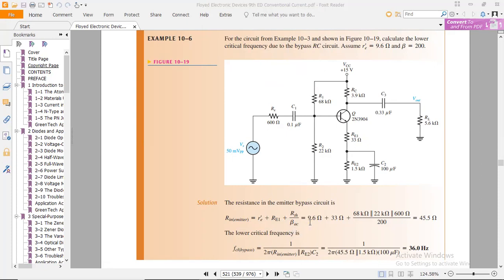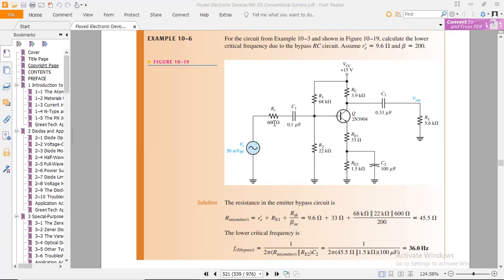So RE dash, the internal junction resistance, is 9.6 ohm, plus RE1, which is 33 ohm as mentioned here. Then Rth is the resistance we find from the parallel combination of the 68 kilo ohm resistance, using the voltage divider rule to find the Thevenin resistance. The 68 kilo ohm and 22 kilo ohm voltage divider is in parallel with the 600 ohm source resistance. All these three resistances are parallel with each other.